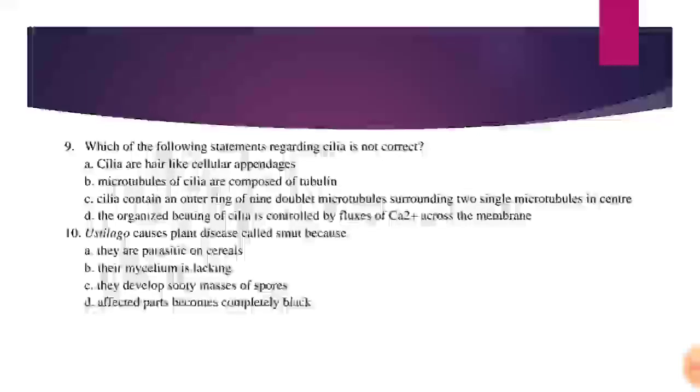Which of the following statements regarding cilia is not correct? Cilia are hair-like cellular appendages. Microtubules of cilia are composed of tubulin. Cilia contain an outer ring of 9 doublet microtubules surrounding 2 single microtubules in the center. Option D, the organized beating of cilia is controlled by fluxes of Ca2+ across the membrane.